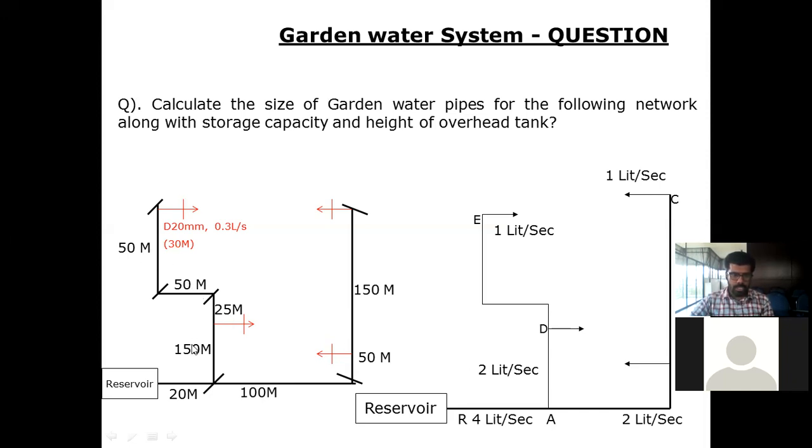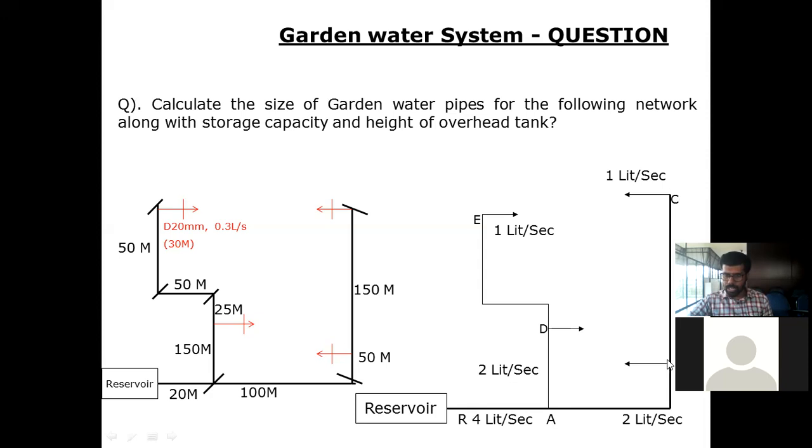So 100 plus 150 is equal to 250. 250 plus 25 is 275. So let's see here. 150 plus 50 is 200. 200 plus 100 is 300. So this is the largest length, right? So we have to take the largest, the longest length. So we are taking the longest length, comparing with this.